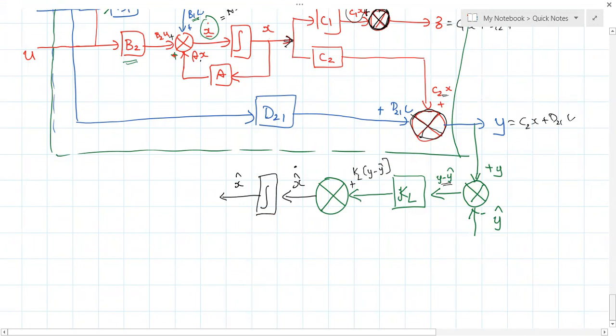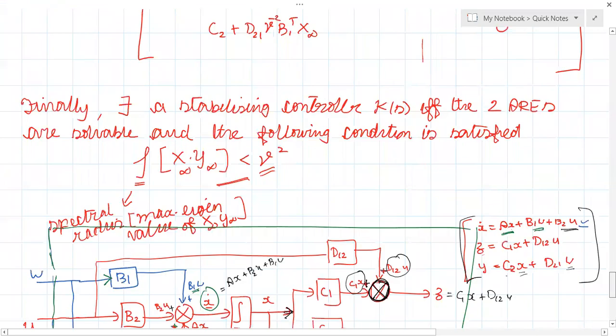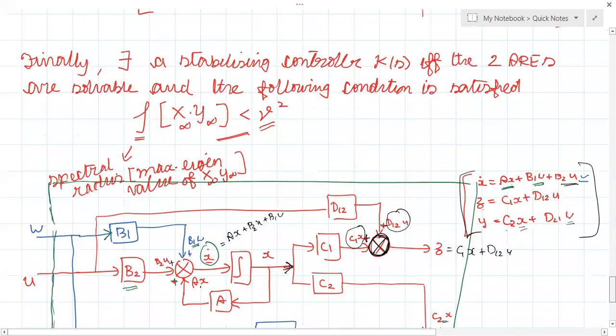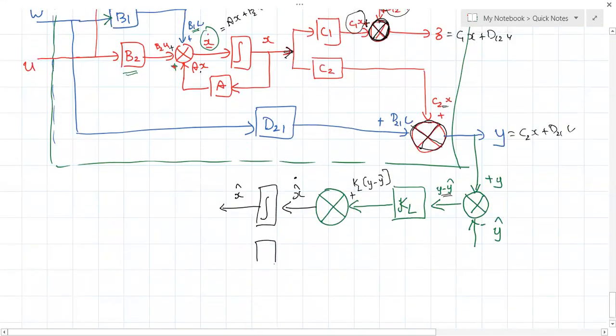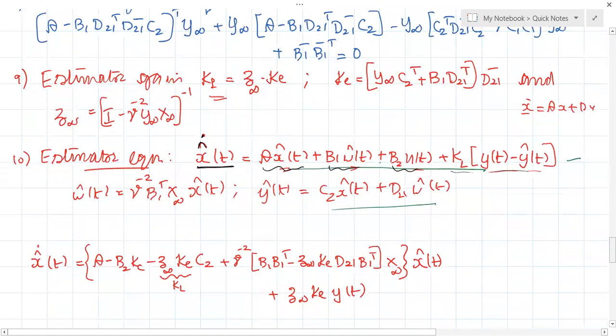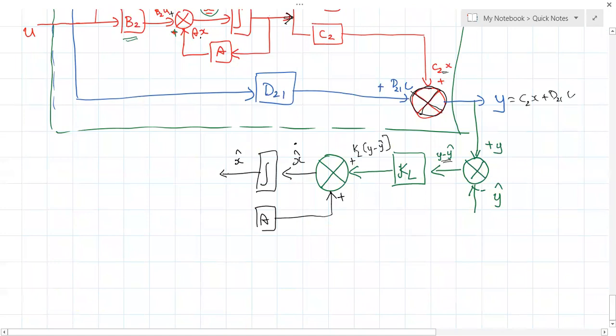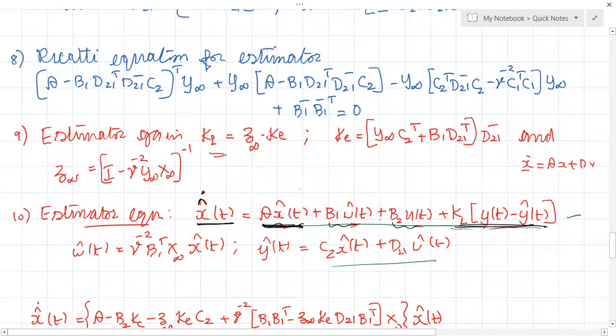Keep in mind, the sum of all these things should give you X hat dot. KL into Y minus Y hat we did. Now what next? X hat is available here, so we have to put A into X hat here, because the estimator equation has A into X hat. When you integrate X hat dot, you get X hat, so one branch will go like this. Now the signal is AX hat. So what is X hat dot right now? KL into Y minus Y hat plus AX hat. These two terms we did. Agreed?